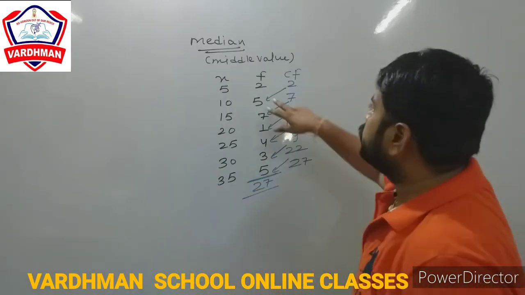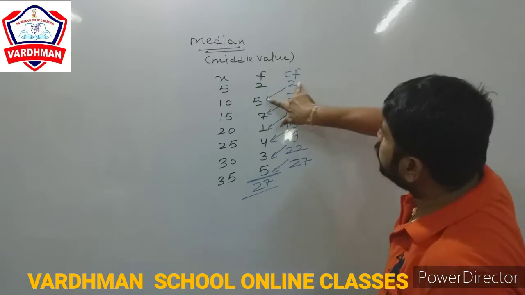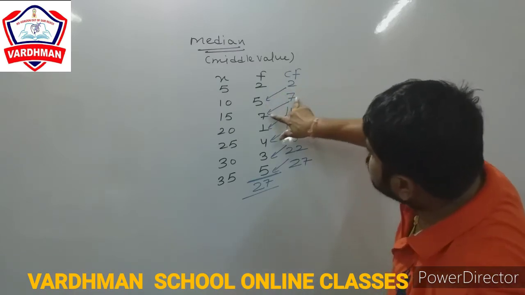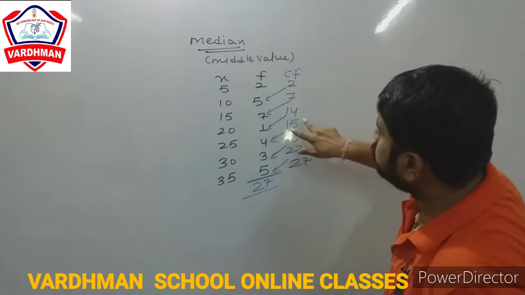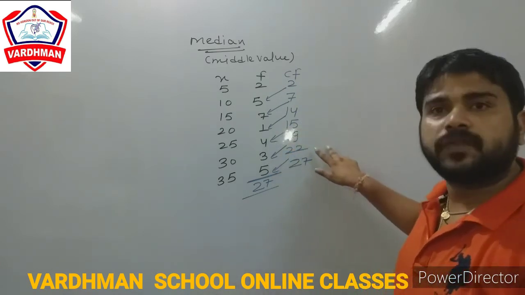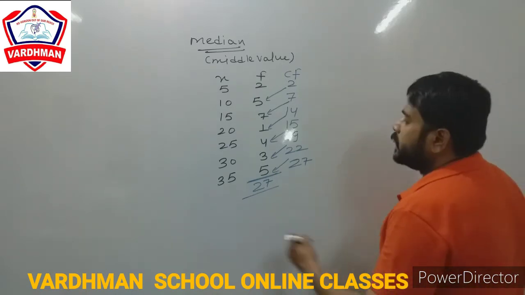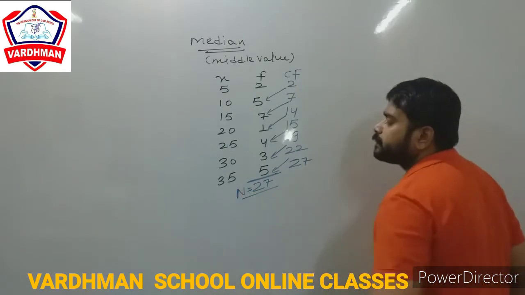I am repeating again. Take the first frequency as it is. Then 2 plus 5, 7. 7 plus 7, 14. 14 plus 1, 15. 15 plus 4, 19. 19 plus 3, 22. And 22 plus 5, 27. This will become our n.